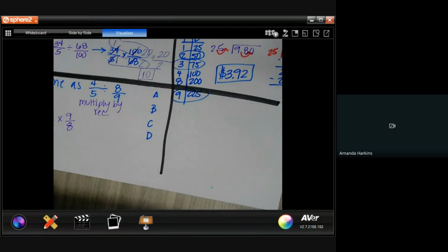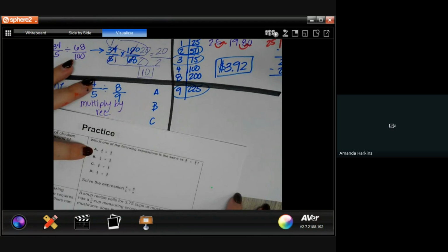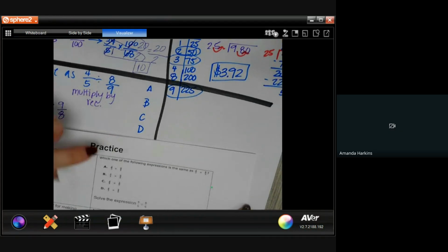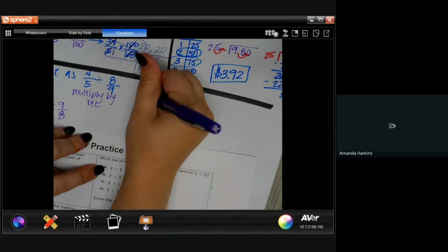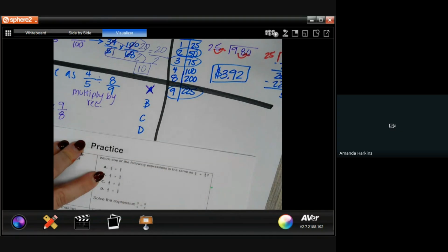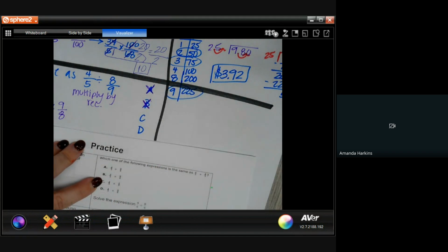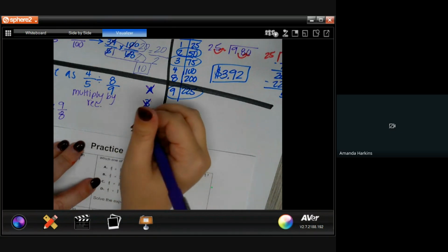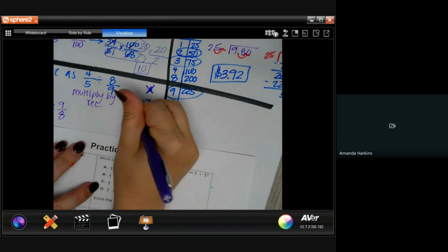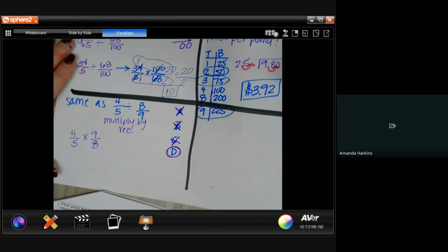So if I look at my answer choices, they did not change their division sign to multiplication. So A cannot be my answer. B, they went ahead and did the reciprocal of 4/5, but remember, we only did the reciprocal for 8/9. They switched the numbers for C, and so D is my answer. But it's also asking us to solve. So let's go ahead and solve.